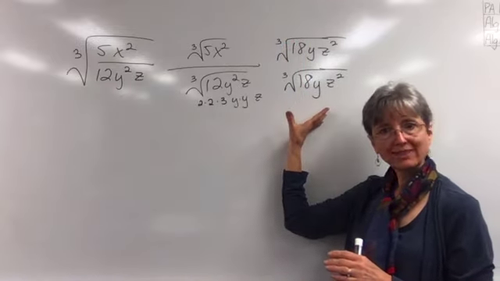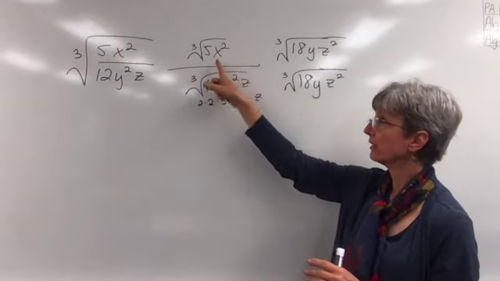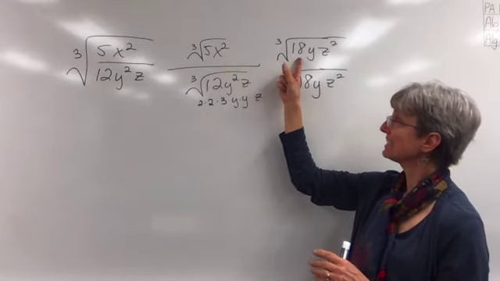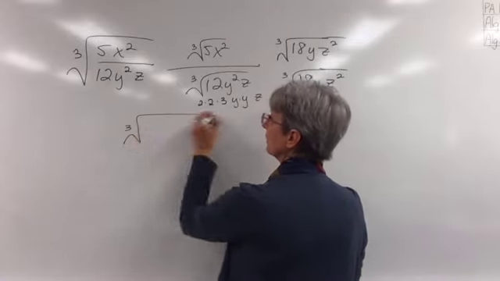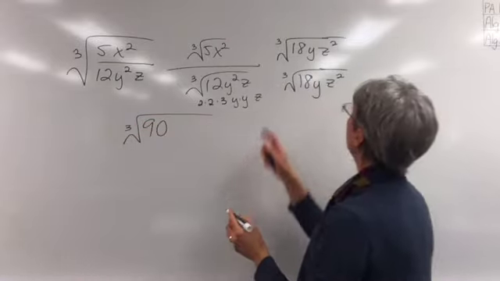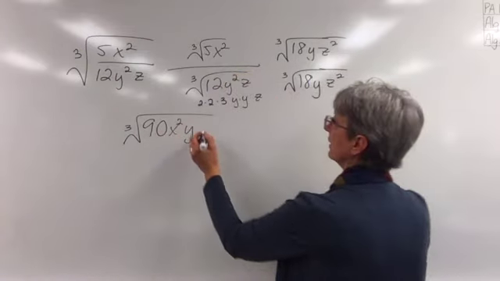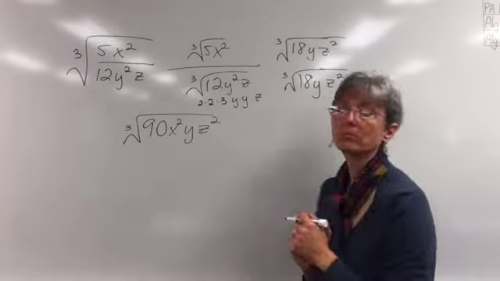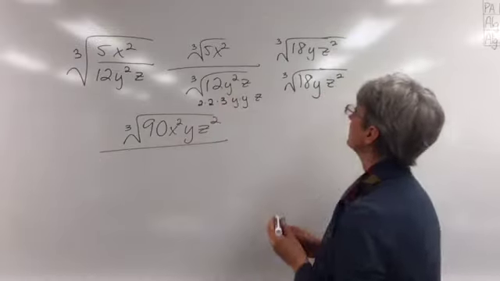So now that I've done that, let's go ahead and do one at a time. I'll start with the numerator. 5 times 18 is 90. So I have for my numerator the cube root of 90, and I have x squared and 1y and z squared. There's my new numerator. Now that's going to be over my new denominator.